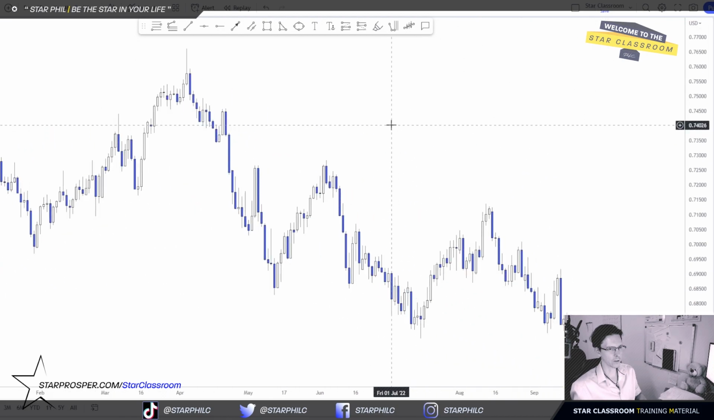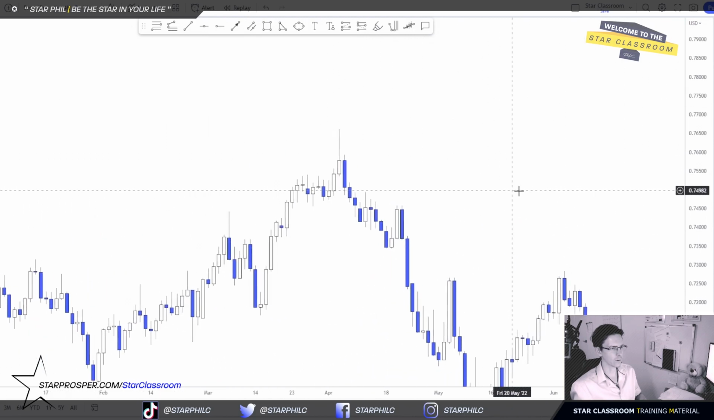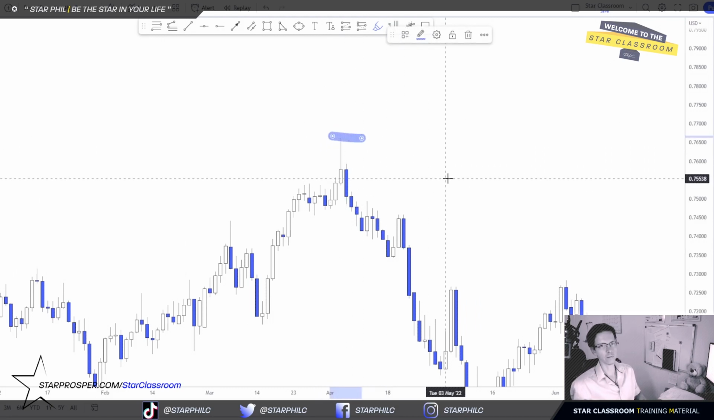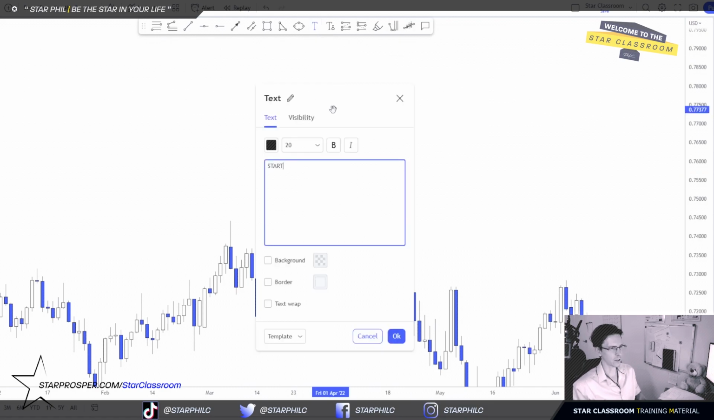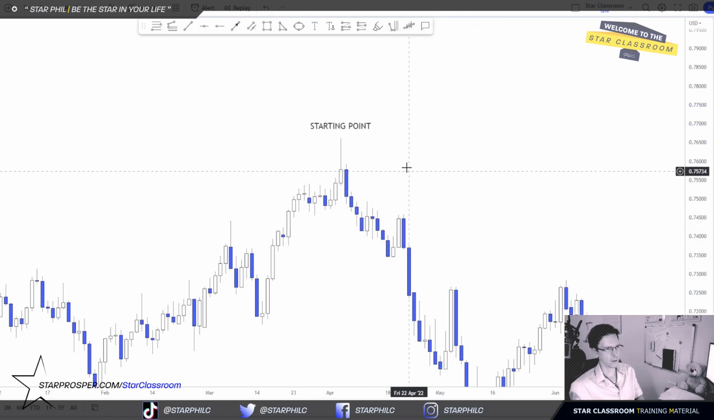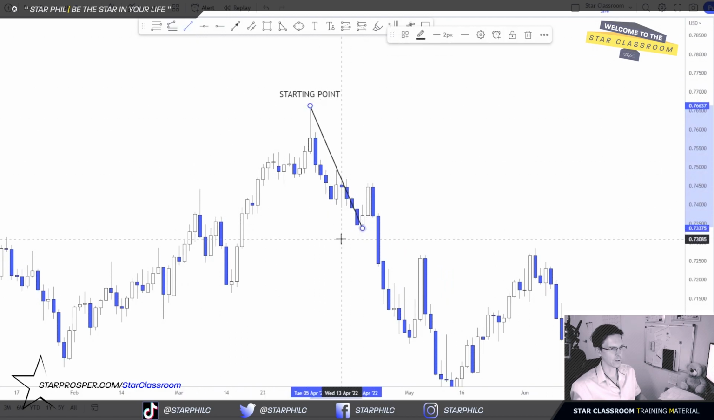Let's find a trend. Got a bearish trend here. So let's go over this. I'm going to start at this high. This is my starting point. Then we get an initial move down, like this, and then we get a pullback.